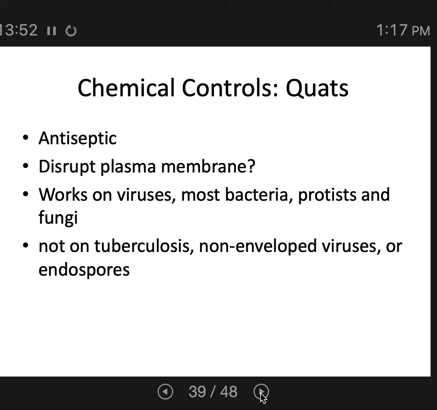So it works on enveloped viruses specifically, so the viruses that have a lipid envelope, which is the cell membrane taken from the cell it burst out of. It works against most bacteria, it works against protists, it works against fungi. So those are all things that have a lipid cell membrane or lipid envelope. It does not work on tuberculosis, so the mycolic acid cell wall is protective. Does not work on non-enveloped viruses which have no lipid envelope. Does not work against endospores, which have a protein case protecting their lipid bilayer.